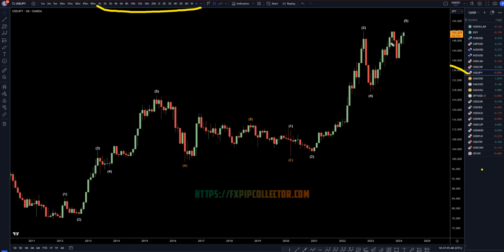So on the US dollar yen, we are back up at these highs, but I'm still not really convinced that it is over. I am definitely still looking for longs. I still think it could go up to the 155, 156 area before it actually does end up making a bigger move to the downside.